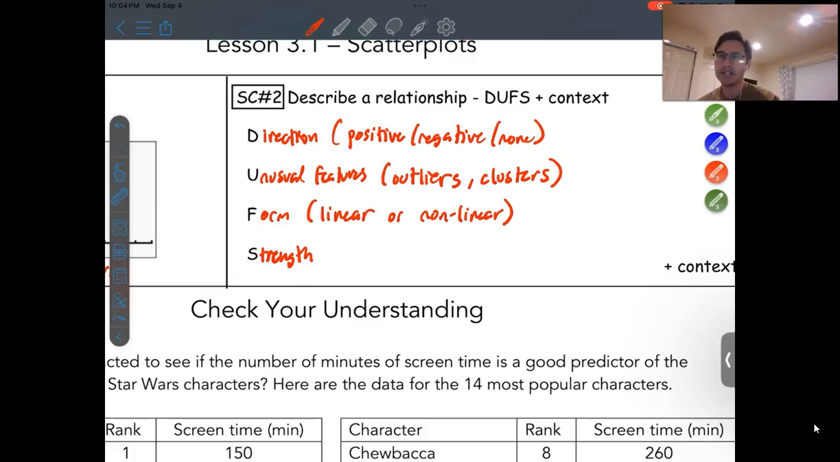Okay, last is the strength. So the strength refers to how close the points are to that form. Right? So if the form is linear, how close are the points to forming a line? If the form is looking exponential, how close are those points looking to an exponential growth curve?